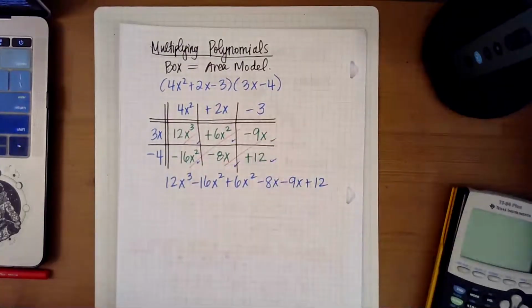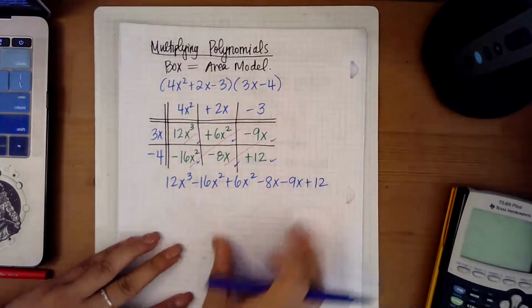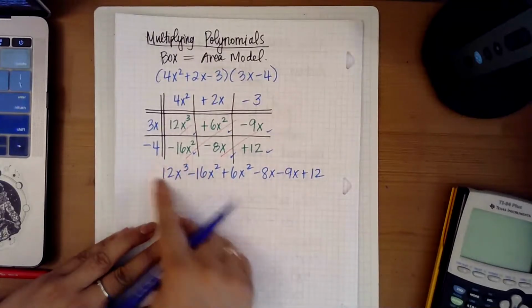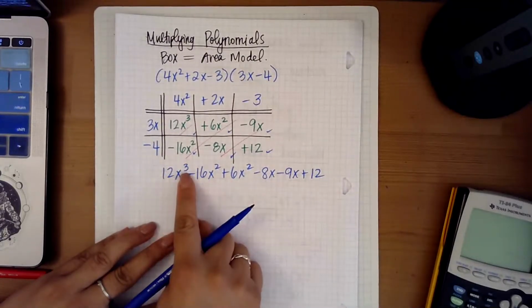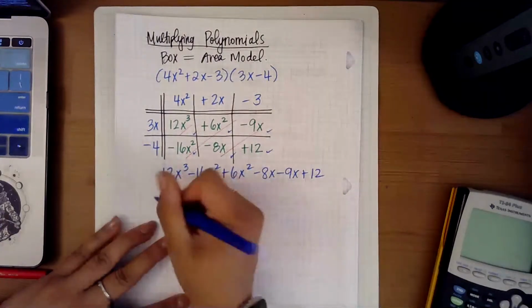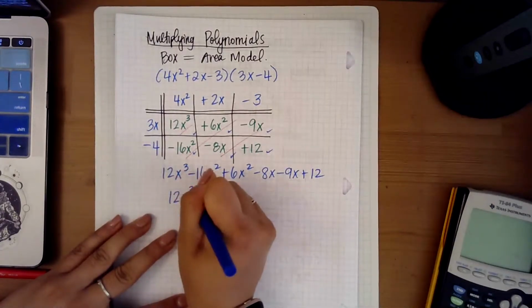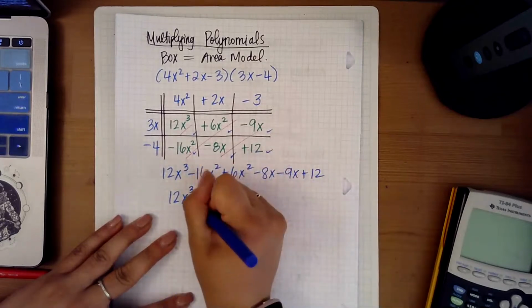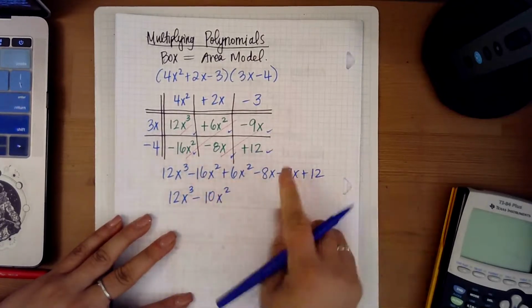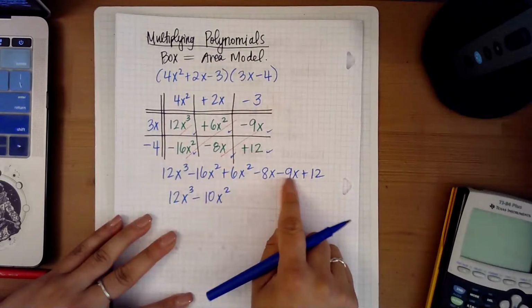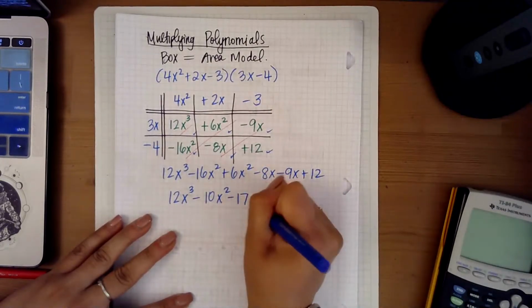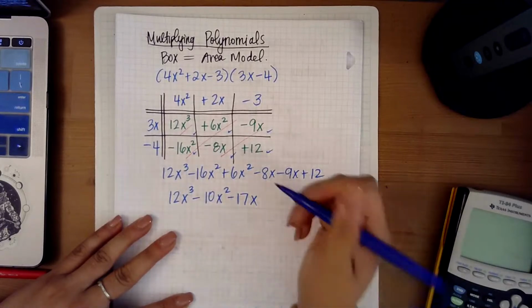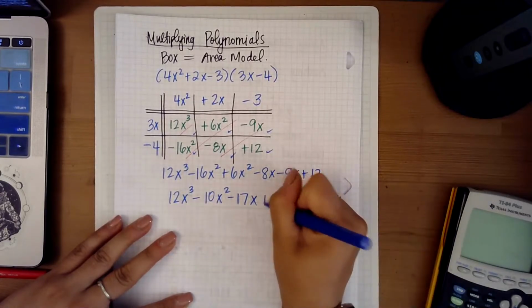Okay, now everything is already grouped, so I just have to simplify further. This guy doesn't have anybody to combine with because it's the only one to the third power. So that's going to give me 12x to the third. Negative 16x squared plus 6x squared gives me negative 10x squared. And then negative 8x minus 9x gives me negative 17x. And then plus 12. Plus 12 is on its own, nobody else to combine with.